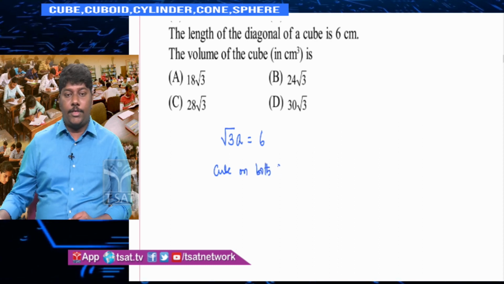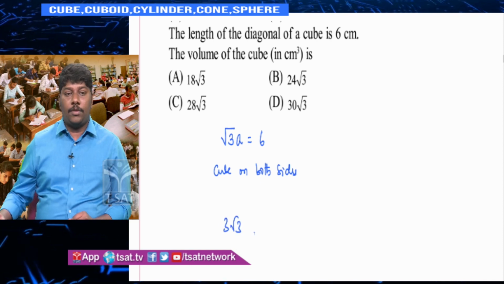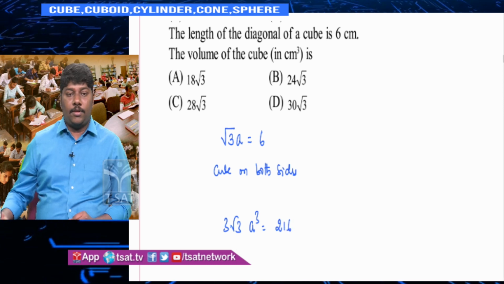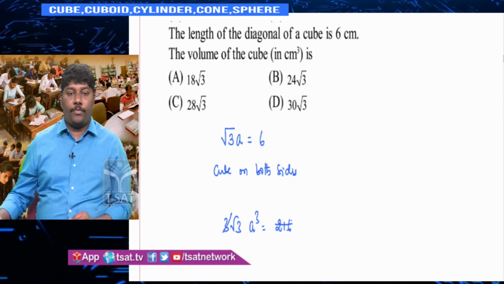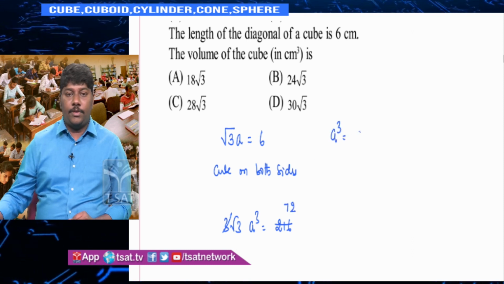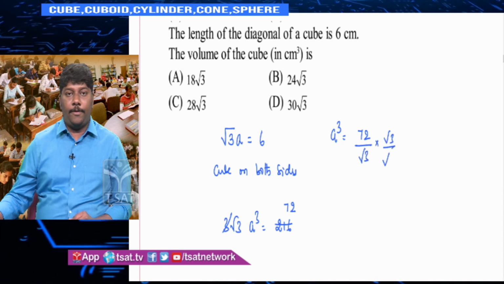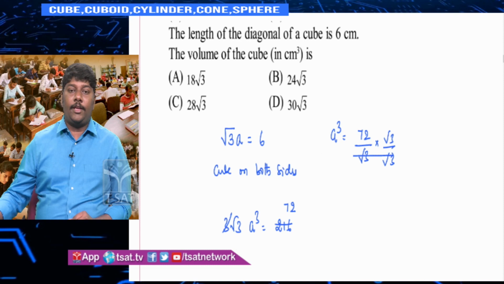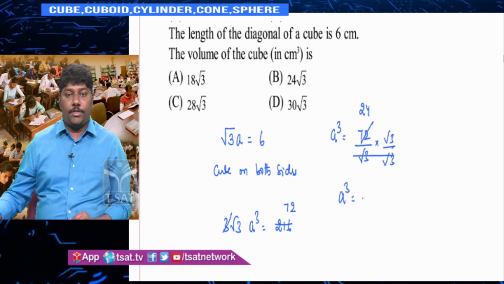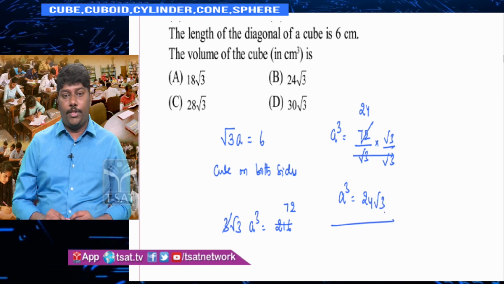If you cube both sides, root 3 cubed is 3 root 3, into a cube is equal to 6 cubed, which is 216. 3 ones are 3, 72s are 72. So a cube is equal to 72 by root 3. If you multiply and divide by root 3, in the denominator you are going to get 3. 3 ones are 3, 3 24s are 72. Therefore, the volume of the cube is equal to 24 root 3.